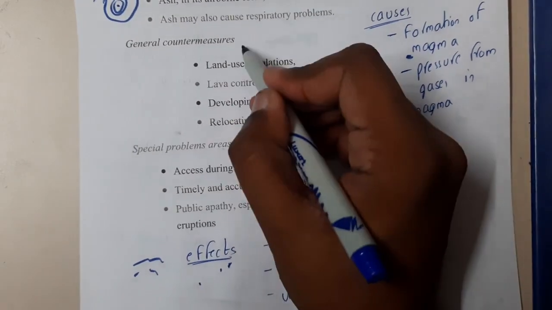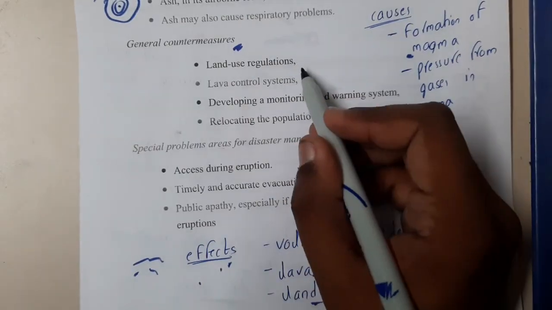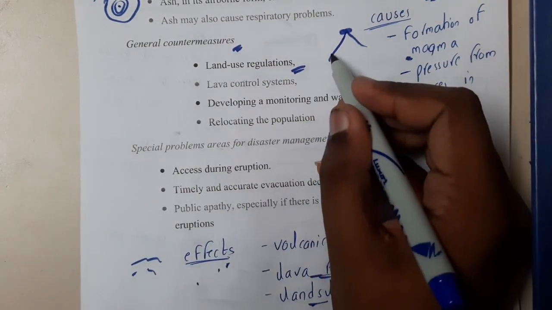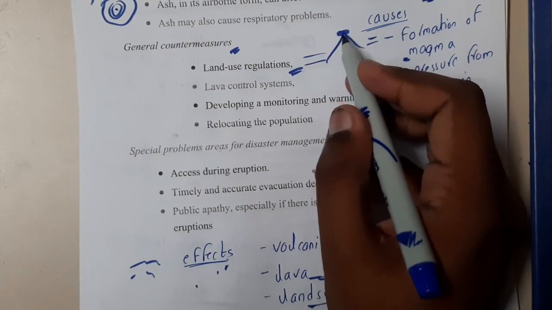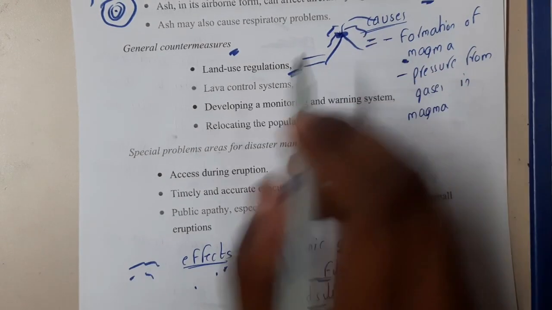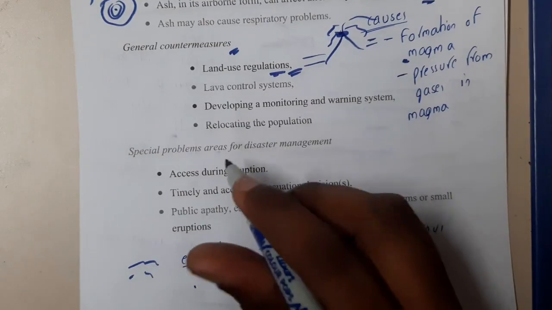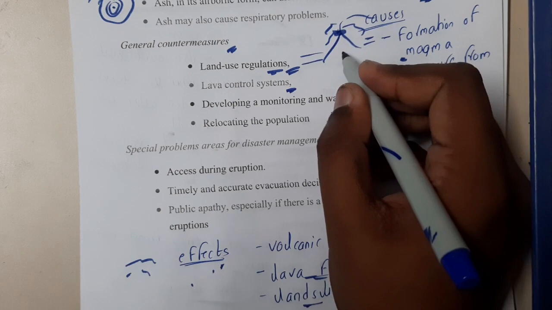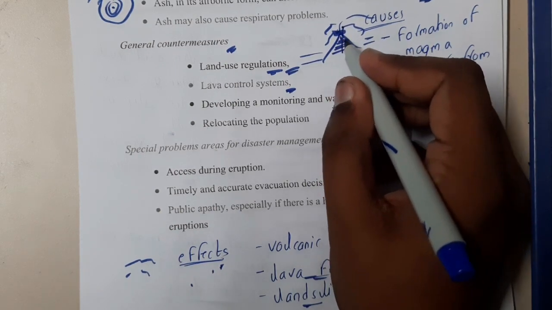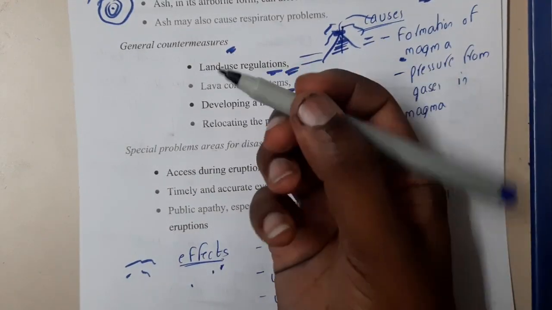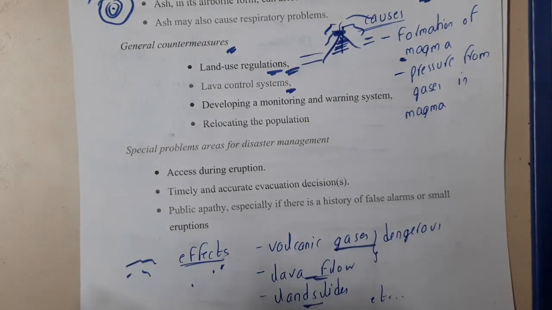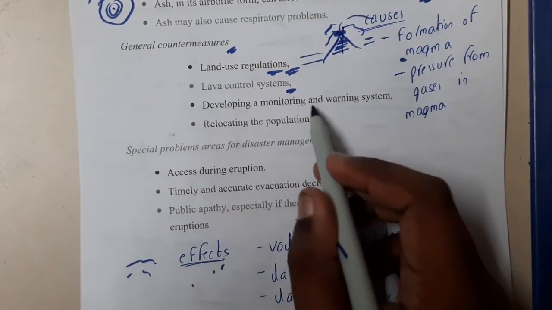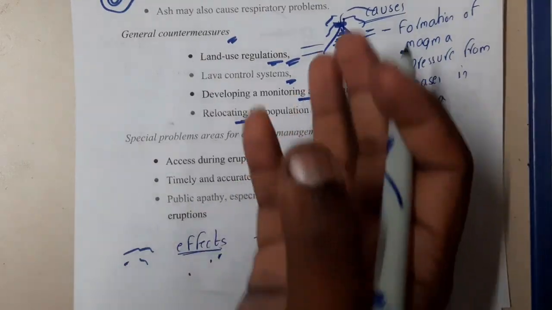Similarly, general countermeasures: how you can control these things. You should follow the land regulations. Beside mountains which have lava, accommodation for houses and everything will not be given, because it's really dangerous. Anytime it could come out and there will be a huge loss. So you should follow the government rules and a lava control system. When lava is coming, the temperature will be increasing; it will not go up within a second, it will slowly move up. So you can make a device which can sense the temperature and send it to the government or any authority, so that they can move everyone away from these locations. Developing and monitoring warning systems, and reallocating the population, taking them to some other place, as I told you.